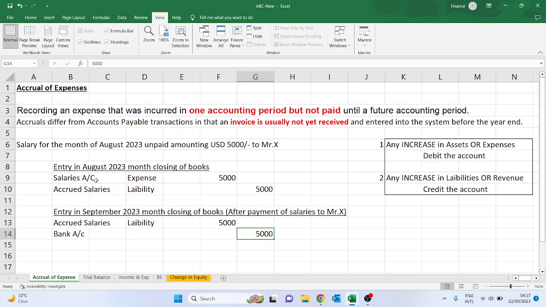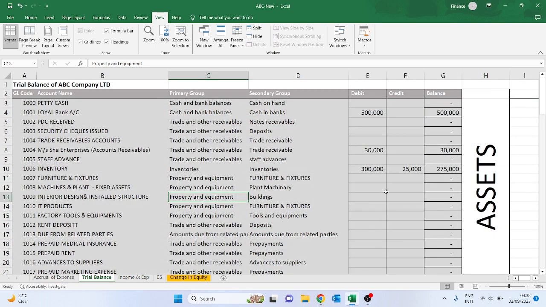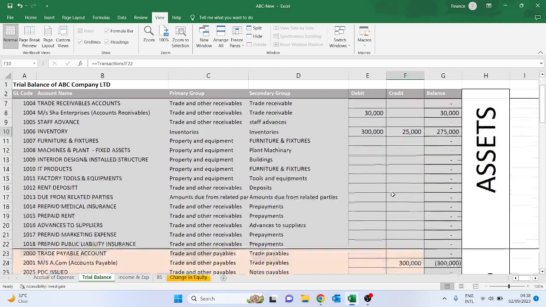Okay, let us book this into the trial balance. Here is the trial balance; we have already discussed the same trial balance in earlier videos, so this is just for your information. The first part, all the accounts are asset accounts. This is the primary group, and this is the second group, debit, credit, and the balance of total balance of TB, the trial balance.